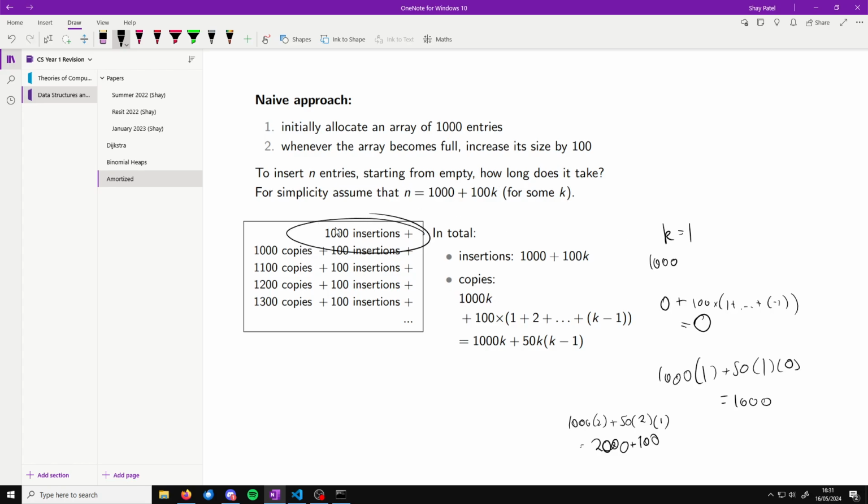The idea of this formula is that if k is 0, that means we don't have to grow the array at any time. So k is the number of times we grow the array. If we grow the array 0 times, we don't have to copy anything. We just insert 1,000 values, and we don't insert anything else. And our copies will evaluate to 1,000 times 0 plus 100 times 1 plus 2 plus up to minus 1, essentially.